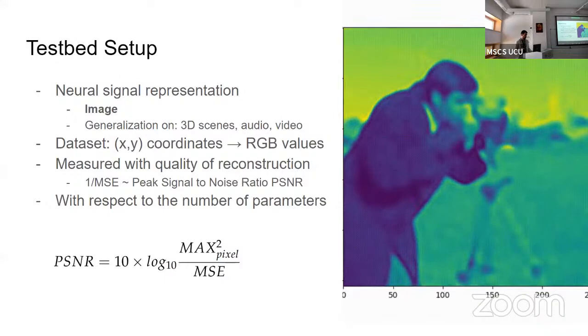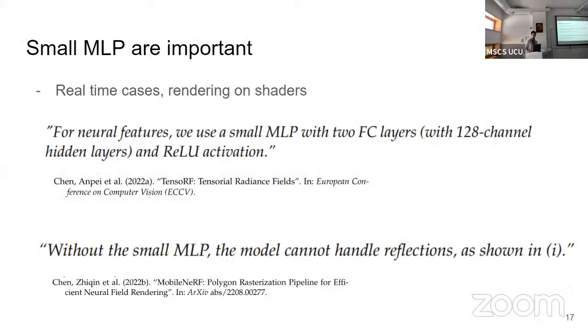The emphasis was made on a small number of parameters, and there are reasons for that. Small neural networks have a lot of complications in practical cases, when you want to put, for example, a 3D asset on an edge device like a mobile phone or VR glasses. There are two references to state-of-the-art literature that mention that small, few-layer perceptrons are very important parts of the pipeline. And it would be nice if some improvement were made to improve these pipelines all at once.